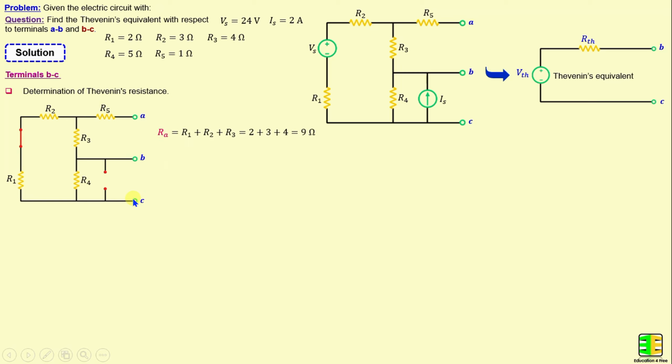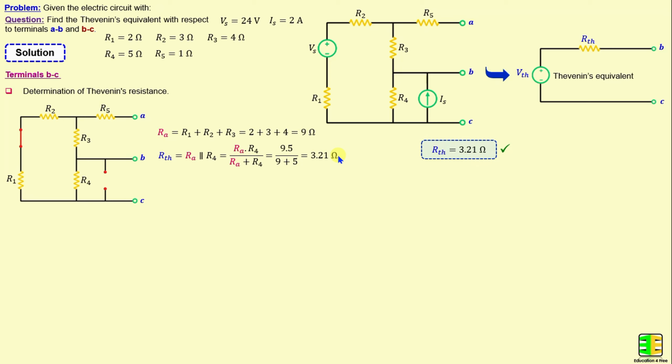And I will consider RA is the series combination of R1, R2, and R3. That means RA is equal to R1 plus R2 plus R3, which is equal to 9 ohms. RTH is equal to the parallel combination of RA and R4. Therefore, RTH can be calculated using the following formula: RA times R4 over RA plus R4. We get RTH is equal to 3.21 ohms.